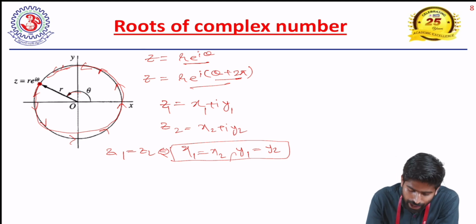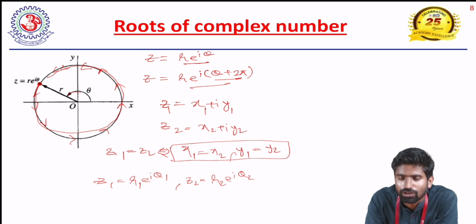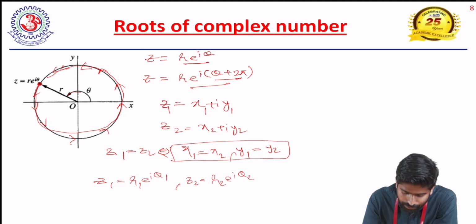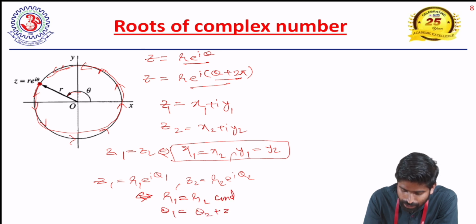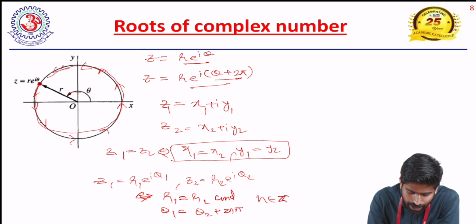But the moment we enter into the polar form, z1 equals r1 e to the power i theta 1, z2 equals r2 e to the power i theta 2, we are saying that these two complex numbers are the same if r1 is equal to r2 and theta 1 is equal to theta 2 plus 2n pi, where n belongs to Z. Similarly, n can be negative also.